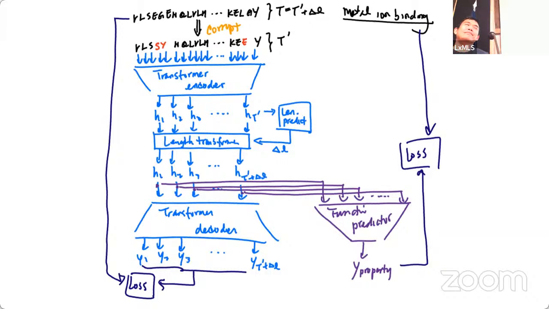Hello, thanks for the great talk. I was wondering if you could elaborate on how you ensure or guarantee diversity in the generated sequences.